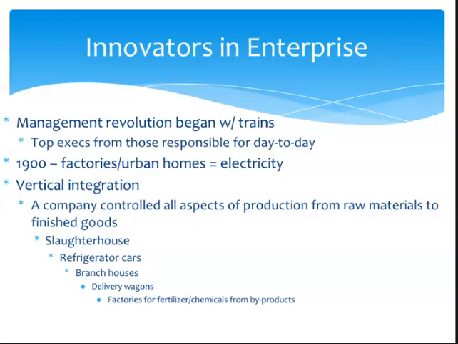By 1900, there were factories and urban homes that started to get electricity. This idea of being able to see at night with electricity and not have candles was very revolutionary. There's also this thing called horizontal and vertical integration. You'll see a picture of them here in just a minute.